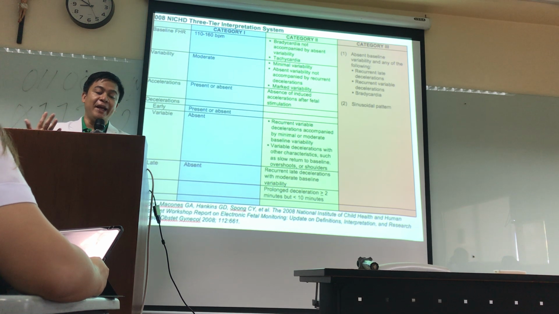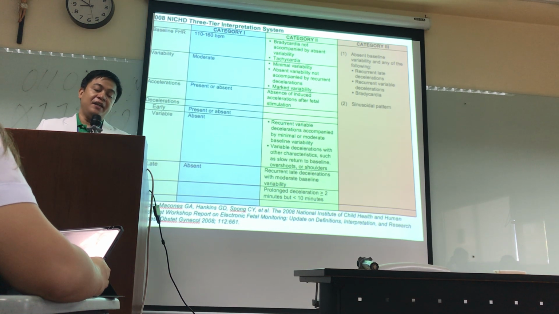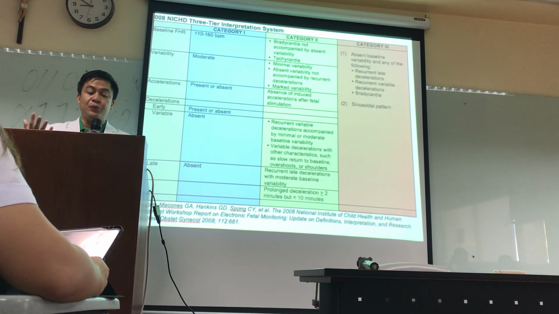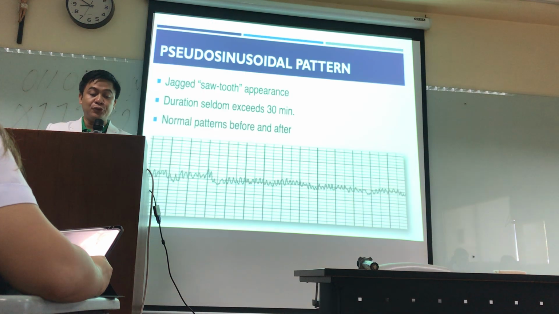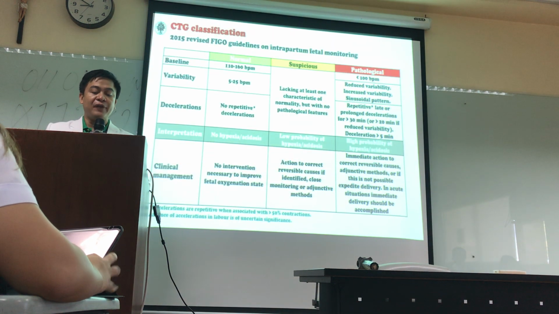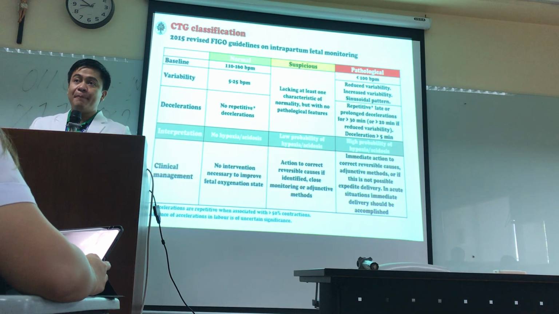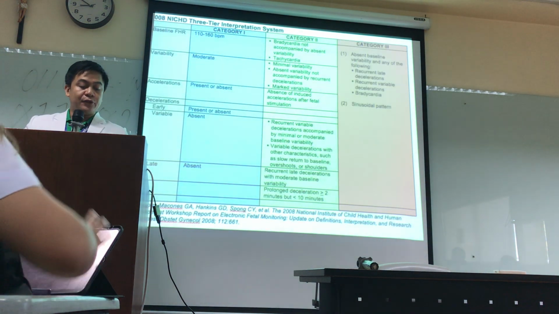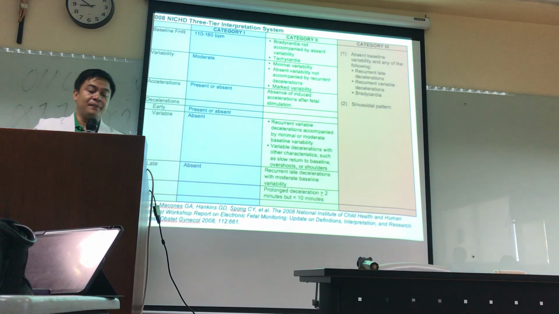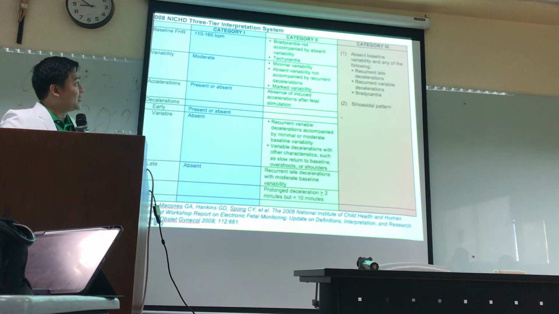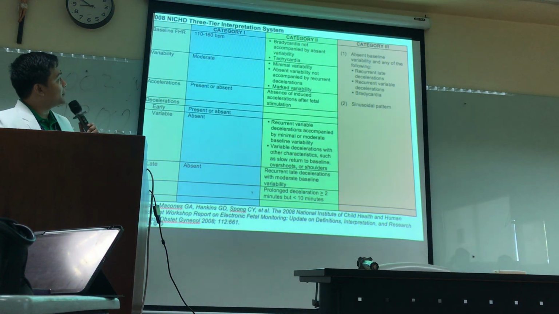Okay, now let's move on to the interpretation. Okay, so for your NICHD, the three-tier interpretation system is categorized into a category 1, category 2, and a category 3, as opposed to your FIGO classification wherein it's classified as normal, suspicious, and pathologic. Okay? So for your category 1, so yan yung gusto natin, no? Category 1. So the baseline fetal heart rate is usually normal, 110 to 160 beats per minute.